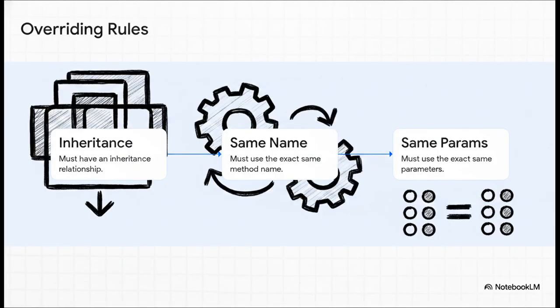To successfully override a method, rule number 1, you absolutely must have an inheritance relationship. We're talking a parent and a child class. Rule 2, you've got to use the exact same method name. And rule 3, and pay attention because this is the biggest difference from overloading, you must use the exact same parameters. If you change the parameters, you're not overriding anymore, you're just back to overloading.